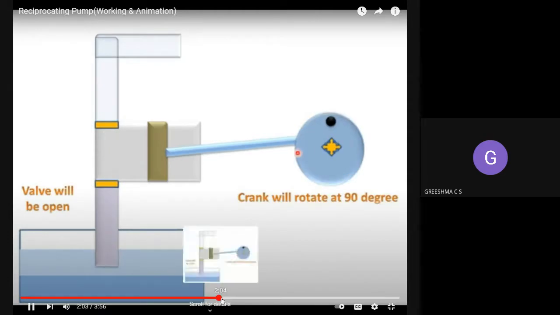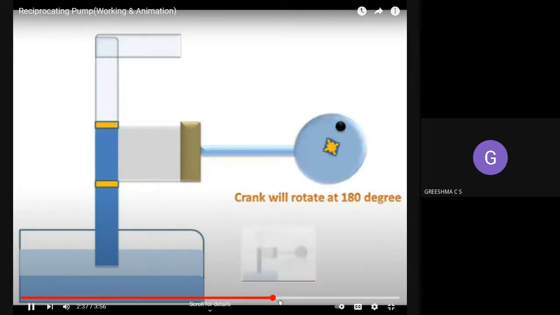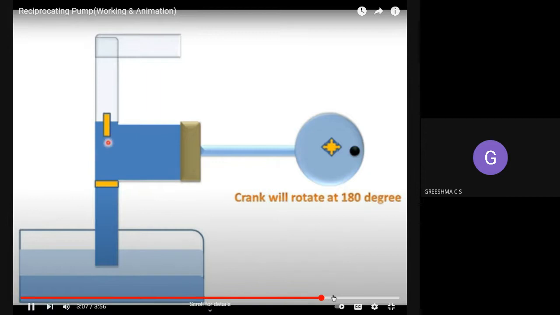Okay, so see, it is moving. The first valve will be open, and by the suction pressure, the vacuum pressure, the water will be entering. And once the water is completely filled over here, the delivery valve will be open.